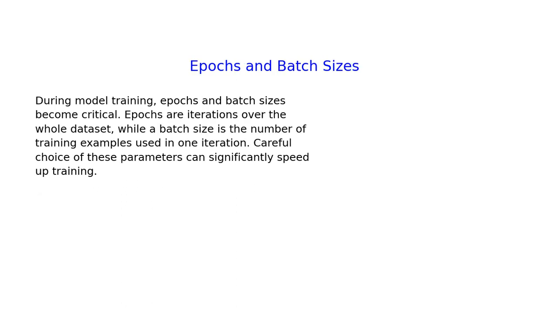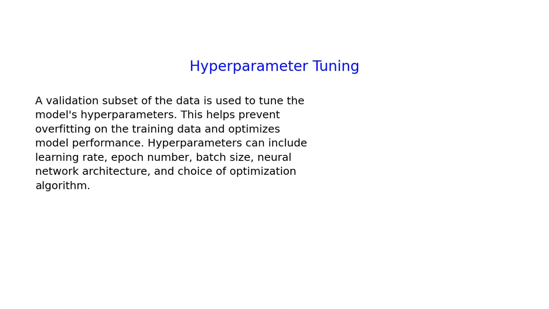During model training, epochs and batch sizes become critical. Epochs are iterations over the whole dataset, while a batch size is the number of training examples used in one iteration. Careful choice of these parameters can significantly speed up training. A validation subset of the data is used to tune the model's hyperparameters. This helps prevent overfitting on the training data and optimizes model performance. Hyperparameters can include learning rate, epoch number, batch size, neural network architecture, and choice of optimization algorithm.